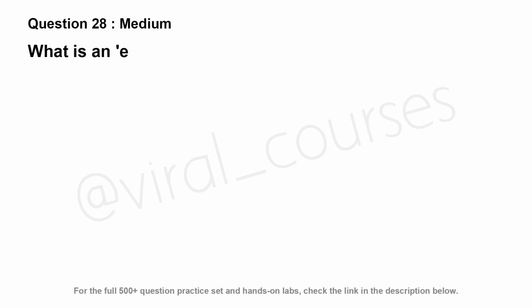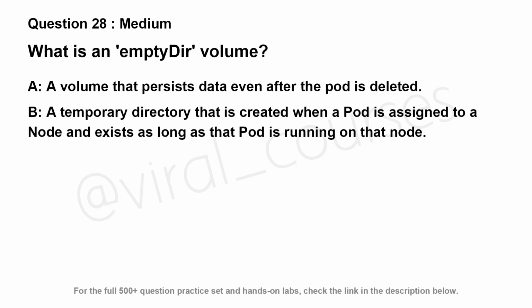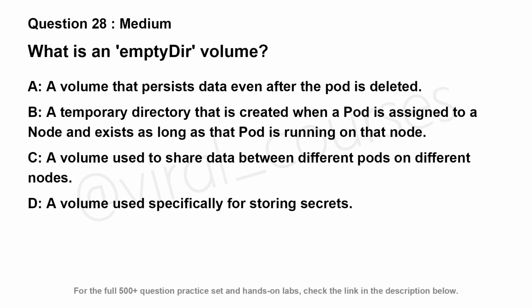What is an emptyDir volume? Option A. A volume that persists data even after the pod is deleted. Option B. A temporary directory that is created when a pod is assigned to a node and exists as long as that pod is running on that node. Option C. A volume used to share data between different pods on different nodes. Option D. A volume used specifically for storing secrets.